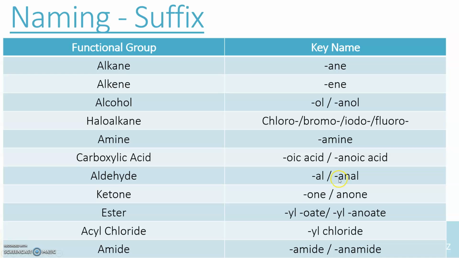Aldehydes, with the suffix "-al", so methanal, propanal, pentanal. Ketones, the suffix "-one", methanone, ethanone, and so on. Sorry, you can't have methanone or ethanone. Propanone, butanone, pentanone, and so on. Esters have 2 parts, so let's say we had methyl pentanoate or ethyl butanoate. Those are 2 examples. Acyl chlorides, methanoyl chloride, ethanoyl chloride, and amides with the suffix "-amide", methanamide, ethanamide, and so on.